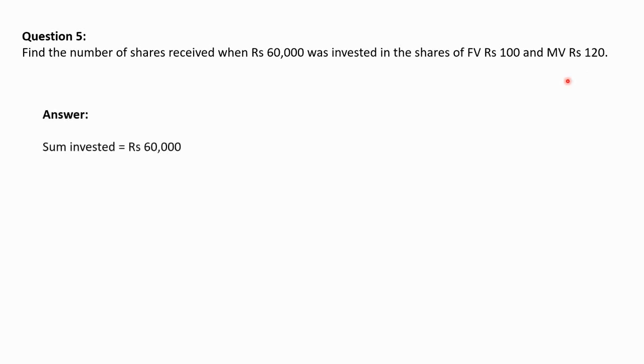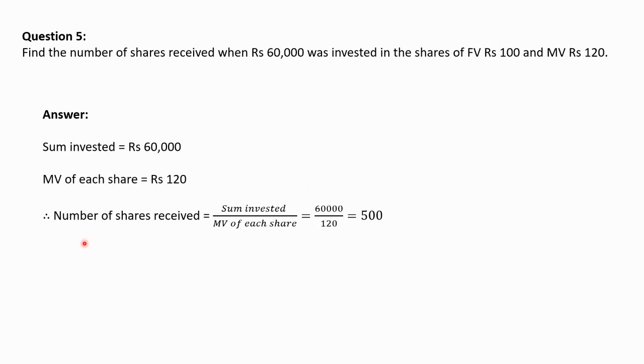Answer. The sum invested, as given in the question, is rupees 60,000. The market value of each share is rupees 120. The number of shares received will be sum invested divided by market value of each share. The sum invested is 60,000, the market value of each share is 120. 60,000 divided by 120 will be 500. Thus, the number of shares received is 500.